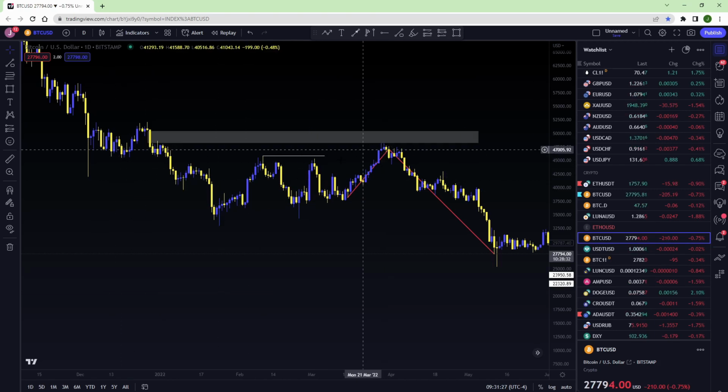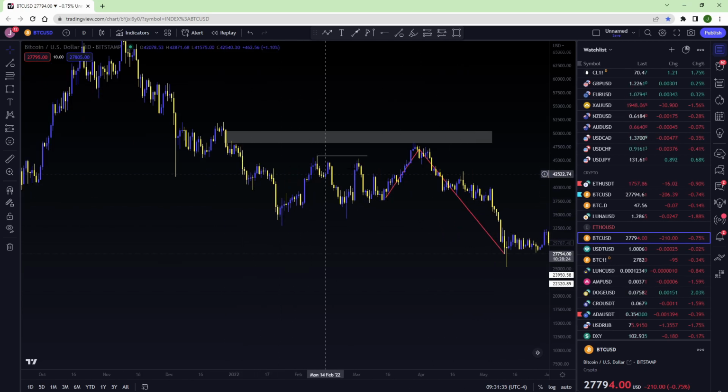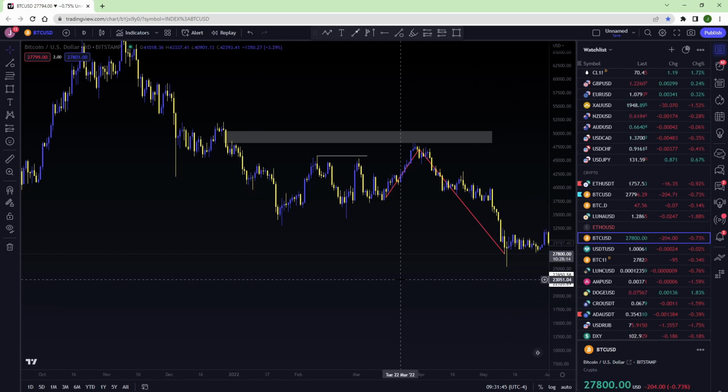And what happened right here? After we cleared those equal highs, we tapped it. We literally tapped it and then dumped. This is trading 101 right here, my friends. We literally tapped this zone, cleared the FVG, and crashed. Couldn't be more clear as well.